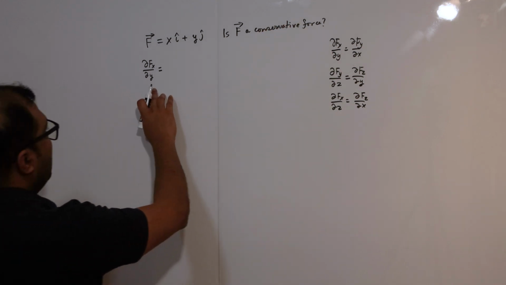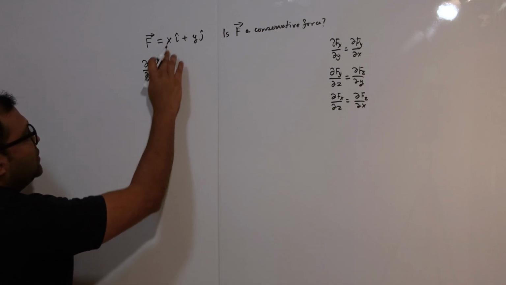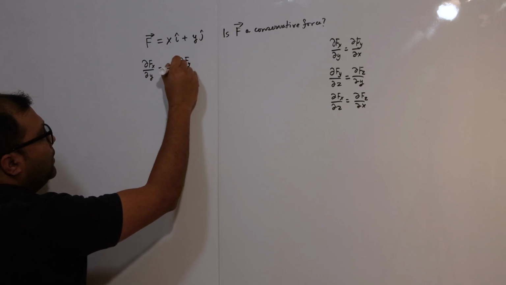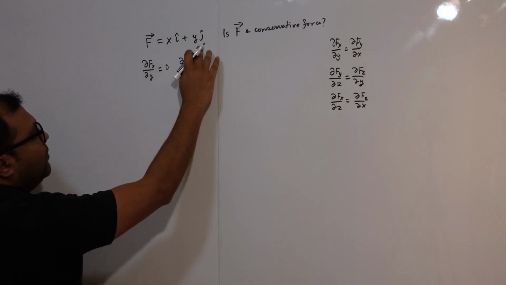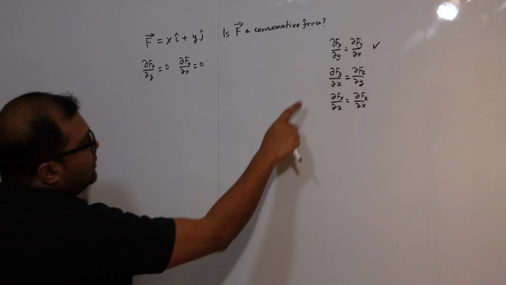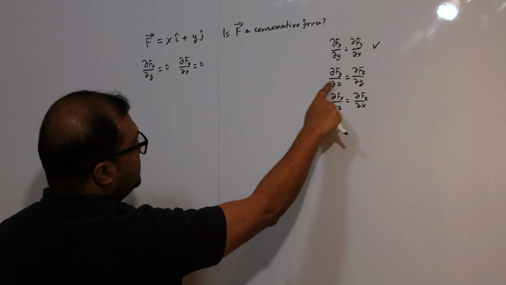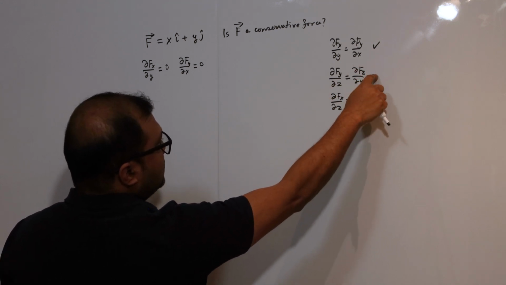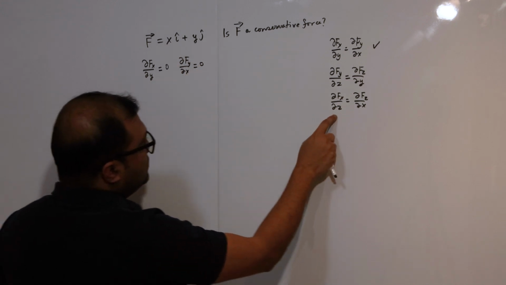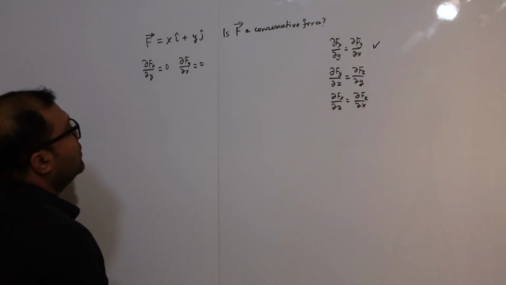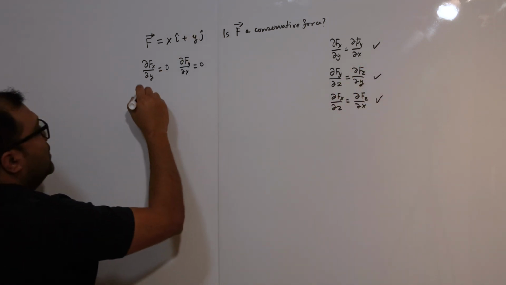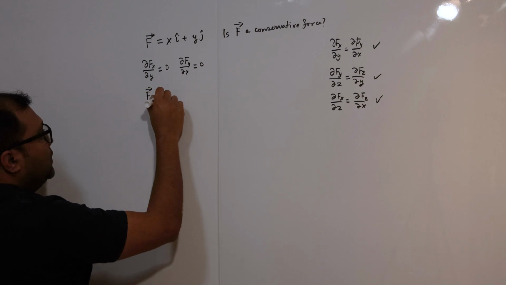So what is del fx del y? Does x vary with y? No, 0. What is del fy del x? Does y vary with x? No, 0. So this condition is satisfied. Remaining conditions, del fy del z is also 0. Fz is 0, so this is also satisfied. Del fx del z, there is no z here, so this is 0. Fz is 0, so this is also 0. So all three conditions are satisfied. Then we conclude F is conservative.